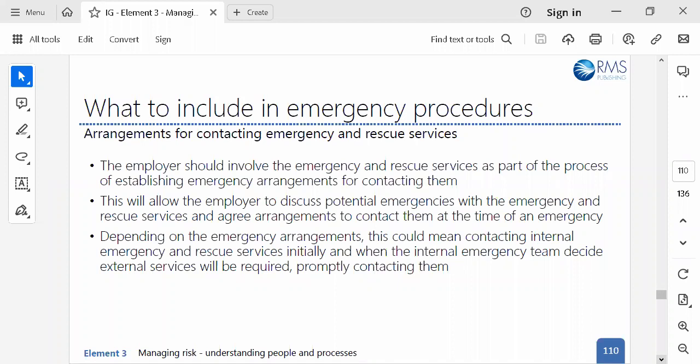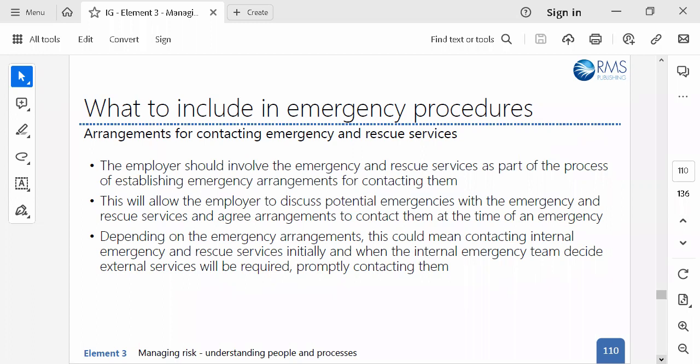Depending on the emergency arrangements, this could mean contacting internal emergency and rescue services initially, and when the internal emergency team decides external services will be required, promptly contacting them. These emergency services are very important to communicate to all workers in the organization.